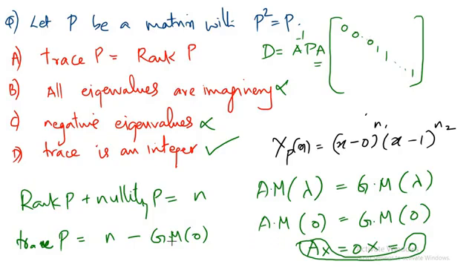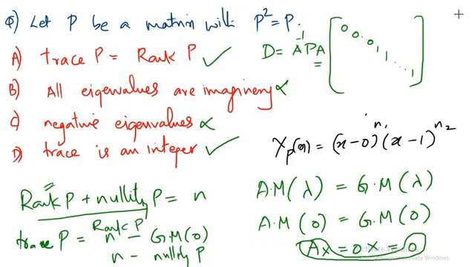And this geometric multiplicity of 0 is nothing but the nullity of P. So n minus the nullity of P, and we have the result that rank plus nullity is equal to n. So n minus the nullity of P is nothing but the rank of P. So this directly gets us the trace equal to the rank of P. So this is also a correct option in this question. This question is basically from part C, so keep it in mind. We have two correct answers in this particular question.